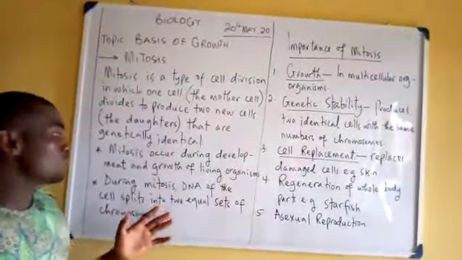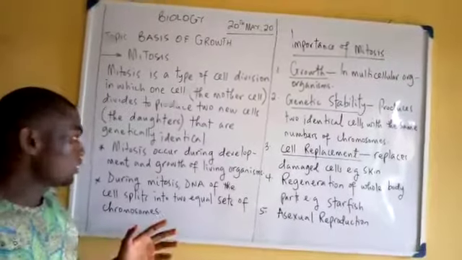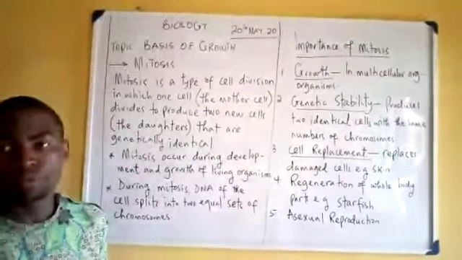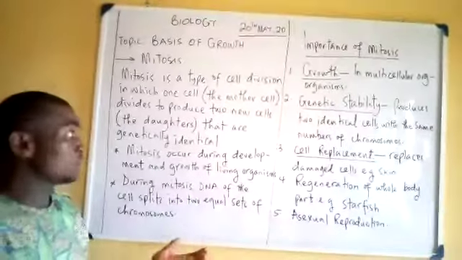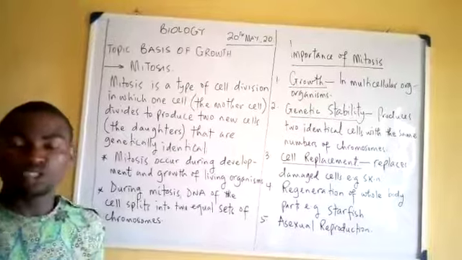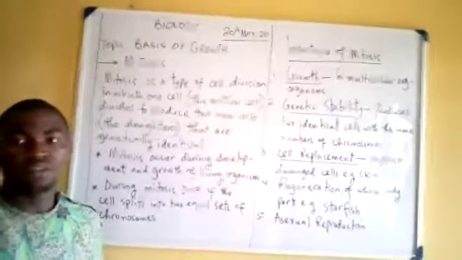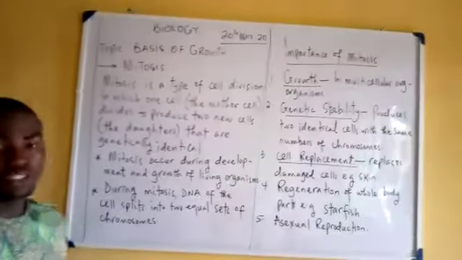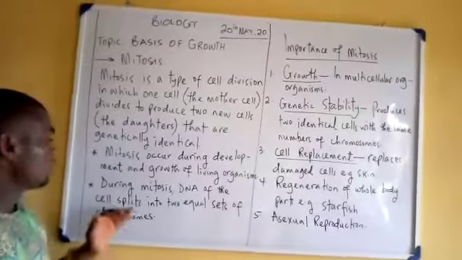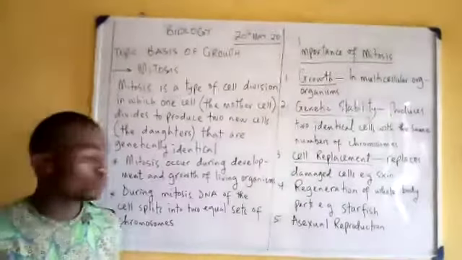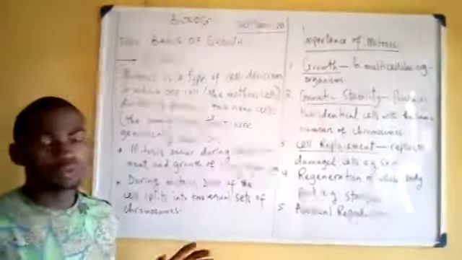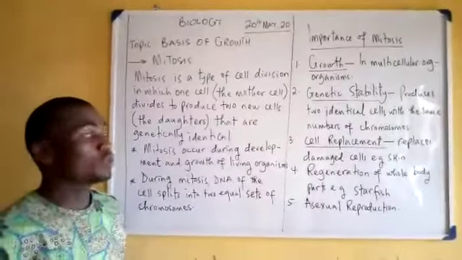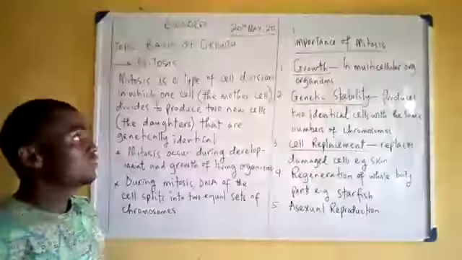So mitosis occurs during development and growth of living organisms. When organisms are developing and growing, the first stage of that growth is mitosis, because these cells must divide to produce new cells so that the cells will accumulate and take up this process of development and growth. Also, during mitosis, DNA of the cells splits into two equal sets of chromosomes. The DNA must split into two sets of chromosomes to produce new cells.